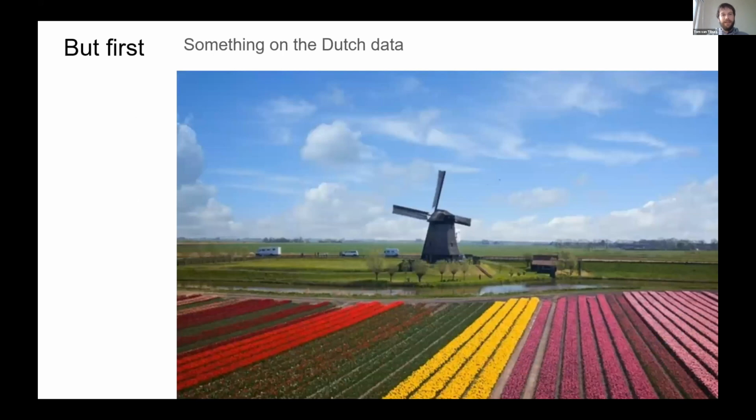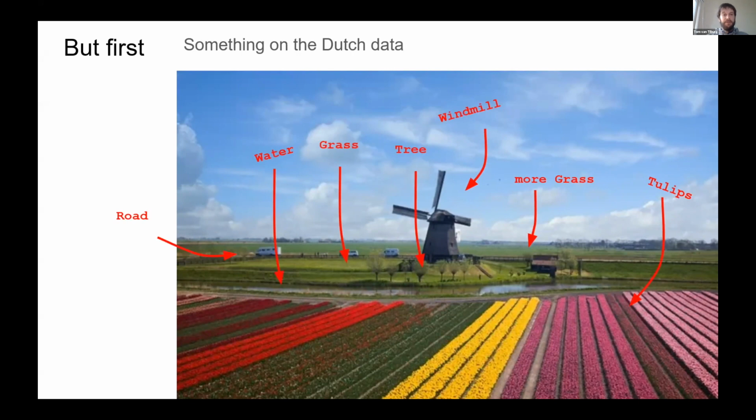But first, a little bit of background on where I come from. I come from the land of tulips and windmills, the Netherlands. In the Netherlands, there's a tendency to have an asset management of the whole landscape. They're rather thorough in this. So anything in the public domain has a name and a place. The roads, the canals, the grassy fields, every tree, every windmill, and of course the flower fields are mapped.